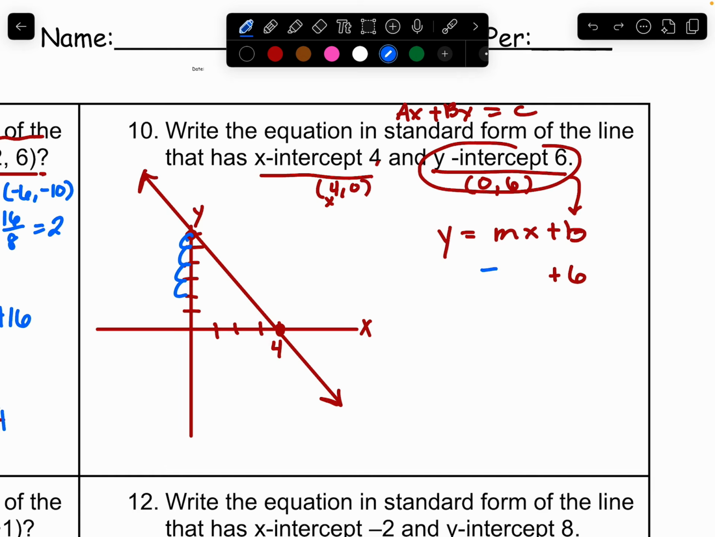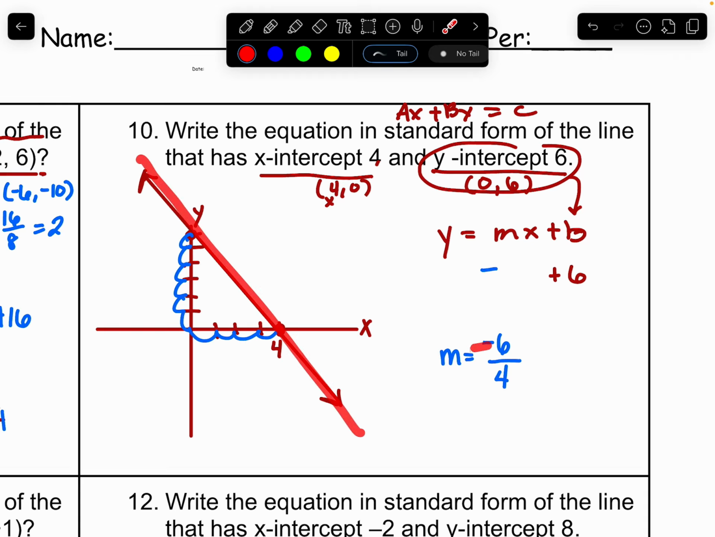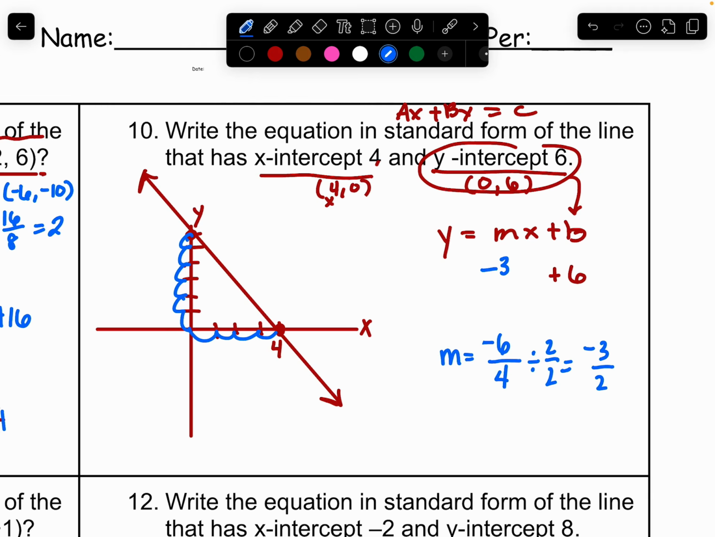Sorry, give me a second. So my slope would be -6 over 1, 2, 3, 4. If you notice, it's just these numbers, 6 and 4, right? Y over x. And then since it's going down, it's going to be a negative slope. We do have to simplify this. They're both even numbers, so we can divide them both by 2. So it's going to be -3 over 2. So my slope is -3 over 2.